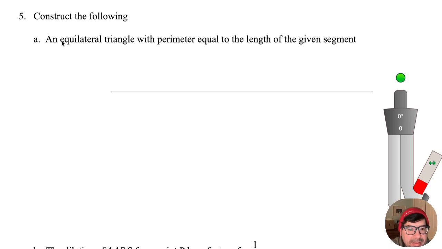Hello, welcome. In this video, we're going to do two constructions. In the first one, we are looking for an equilateral triangle with a perimeter equal to the length of the given segment. So this segment right here, in order to bend it into an equilateral triangle, I want to split it in three equal pieces.